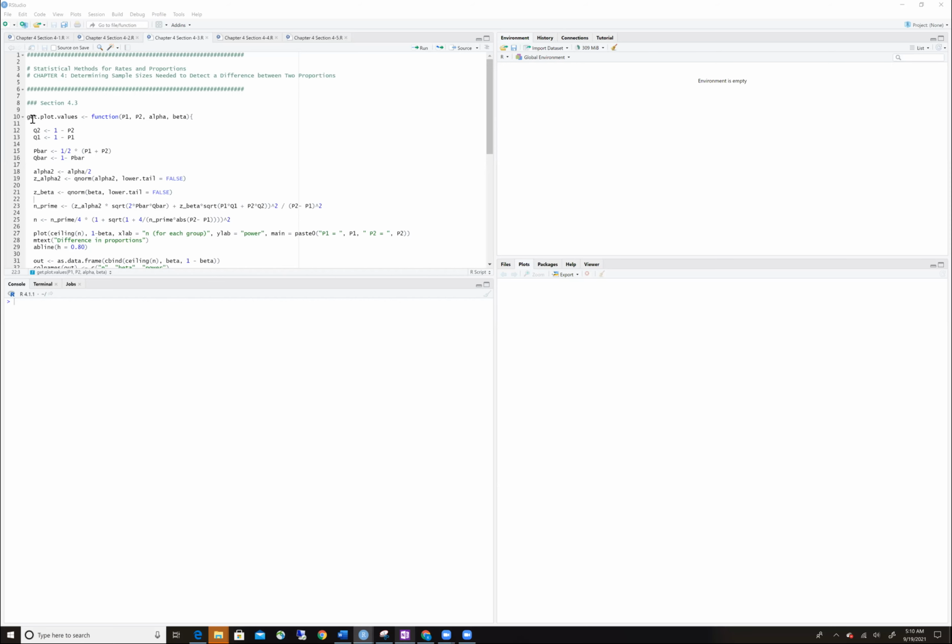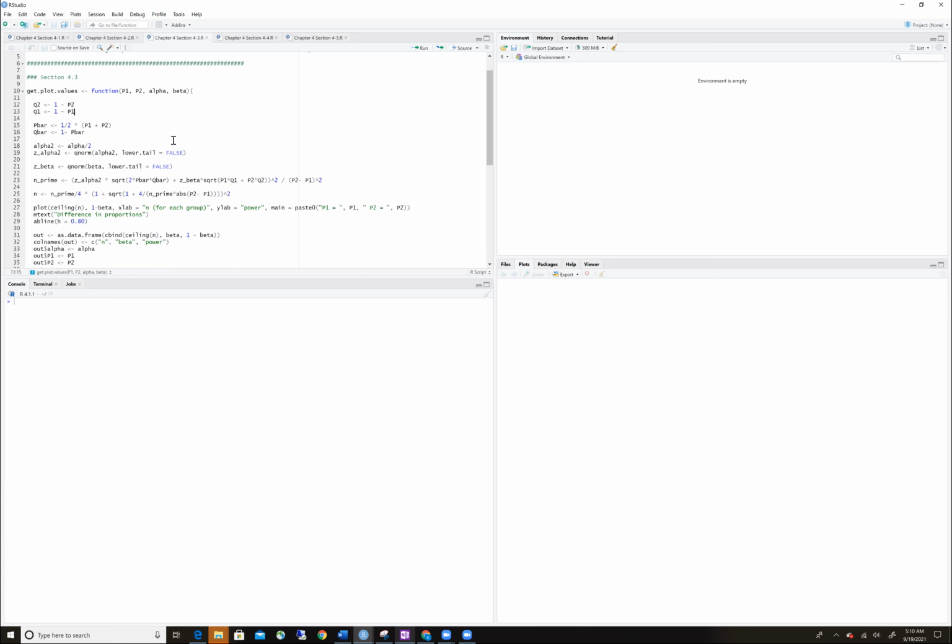From the last video, we did a plot given a particular P1, P2, alpha, and beta. I'm going to add on to this function so that I can output the values and take a look at them. Once again, we're going to calculate Q2 and Q1, P bar, Q bar from the formulas in the book, alpha over 2. We'll get our Z alpha over 2, we'll get our Z beta, we'll calculate N prime based on the formulas, and we'll get N. From there, we will plot our N and our power.